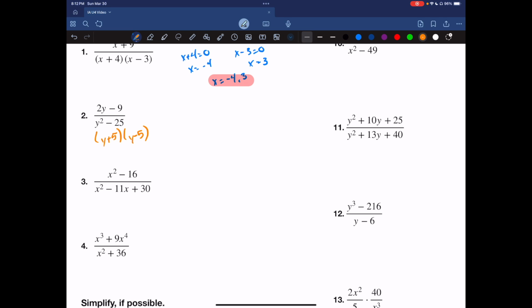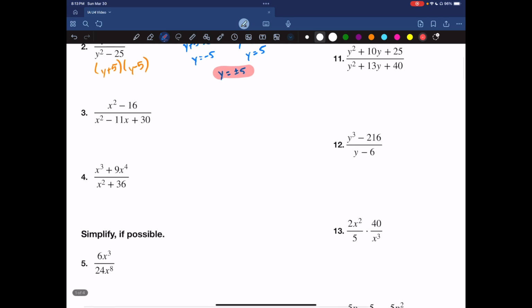Okay. And so you may already know what this is going to do, but I got y plus 5 equals zero, y minus 5 equals zero. And so this is going to be y equals negative 5, y equals positive 5. And so y equals plus or minus 5. Positive or negative 5 will give you a 0 in the bottom, which makes the whole thing undefined.